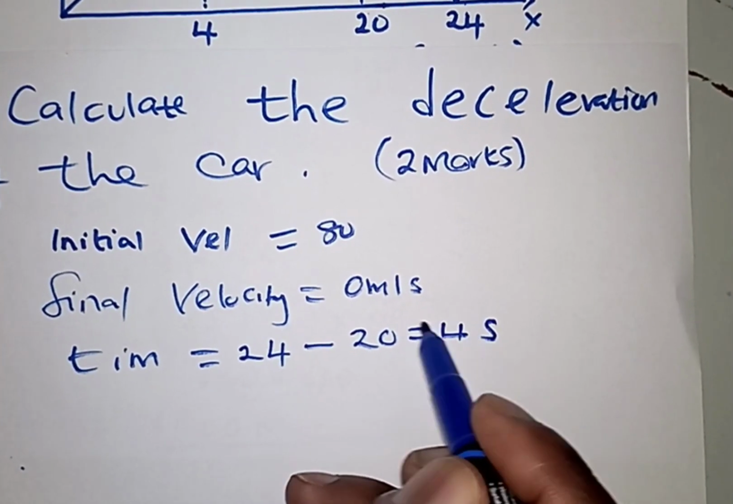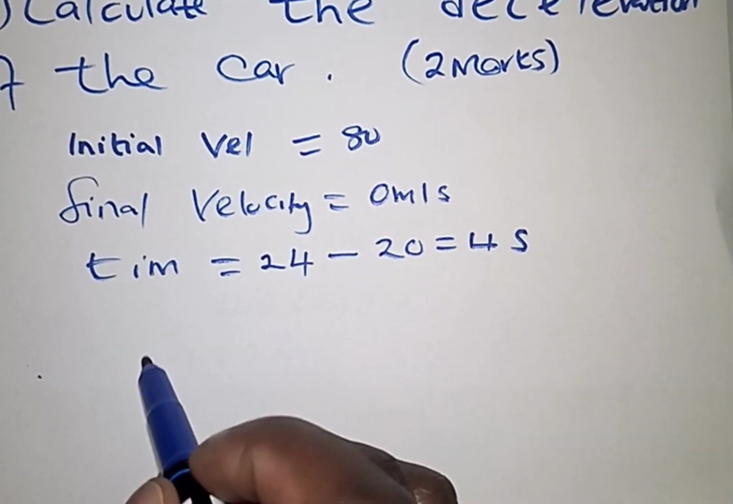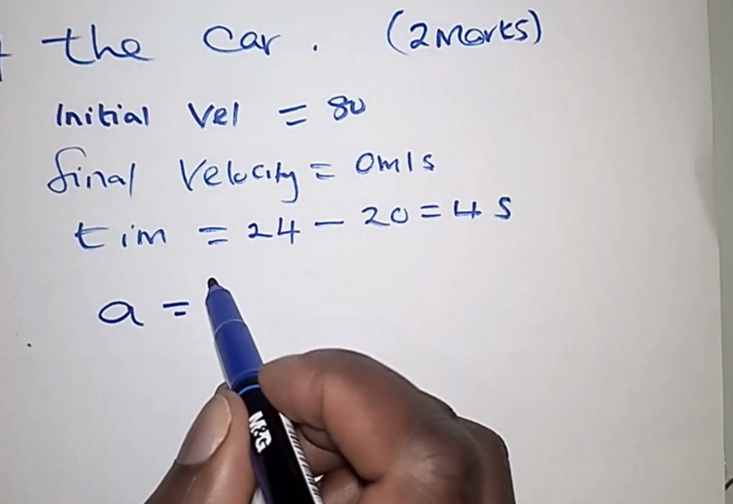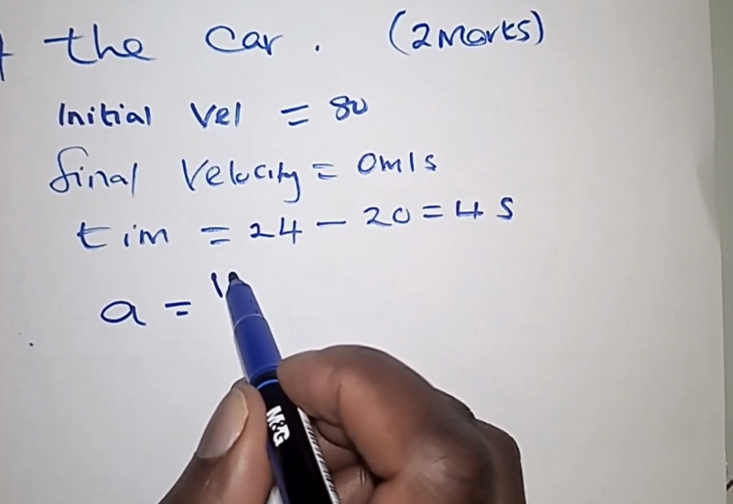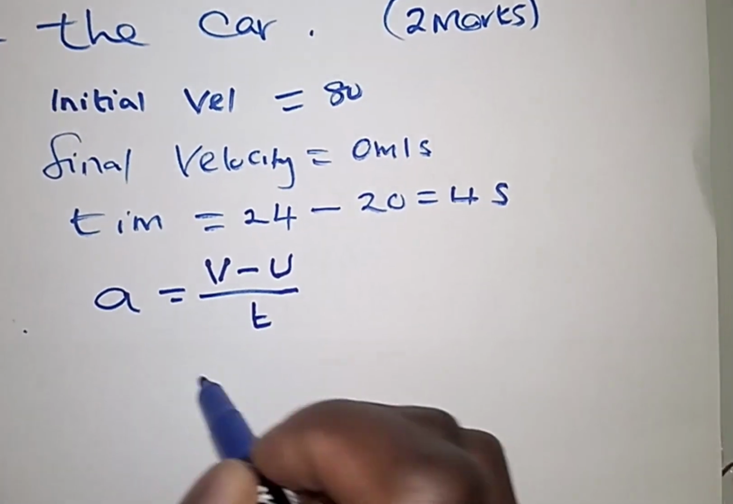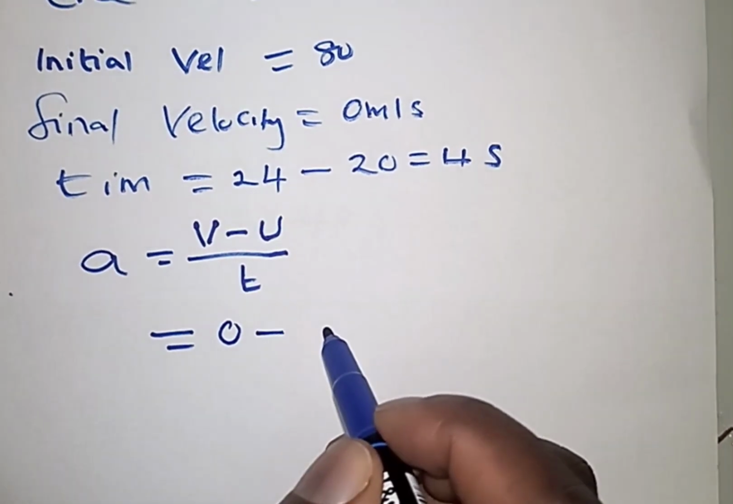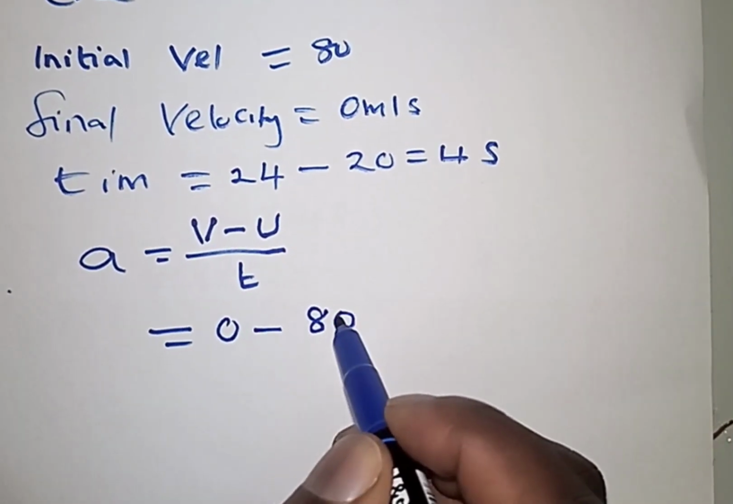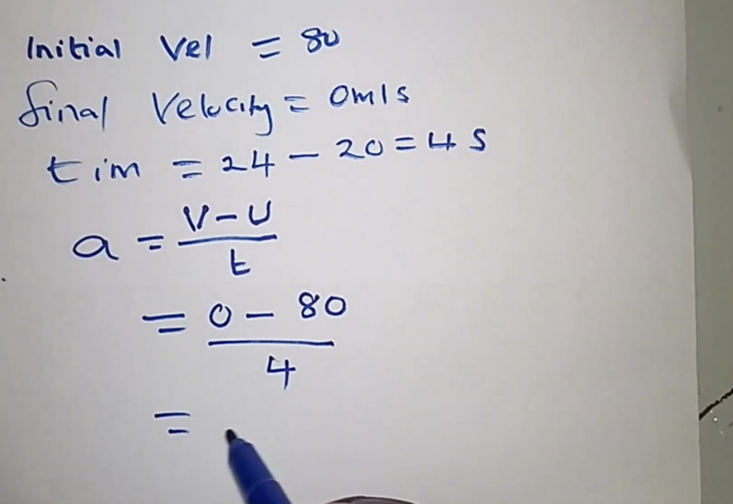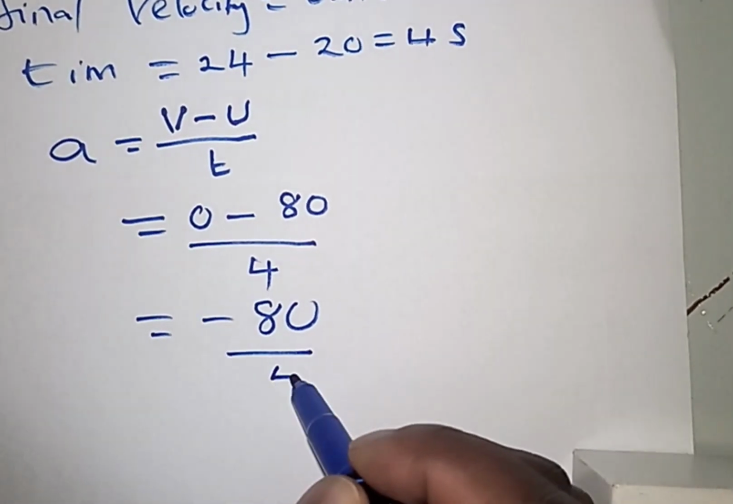And then we are going to apply the formula for acceleration, which says acceleration is equal to final velocity minus initial velocity, divided by the time taken. For our case, the final velocity is 0, the initial velocity is 80. So we are going to have 0 minus 80 divided by 4, and you'll get to know that the answer we get will be negative. Why negative? Because we are calculating acceleration.